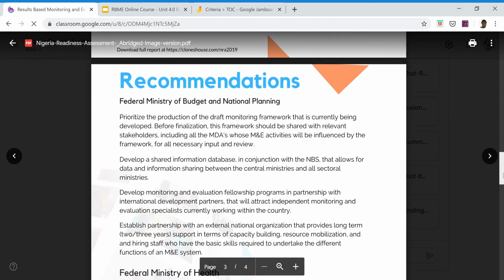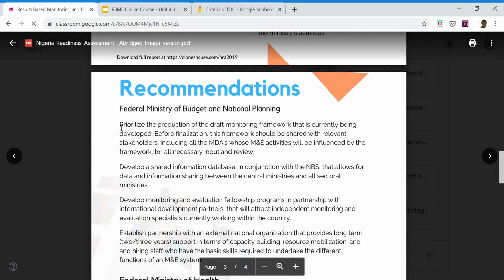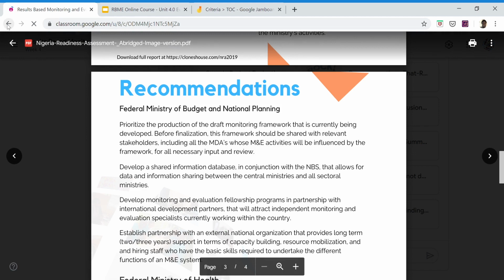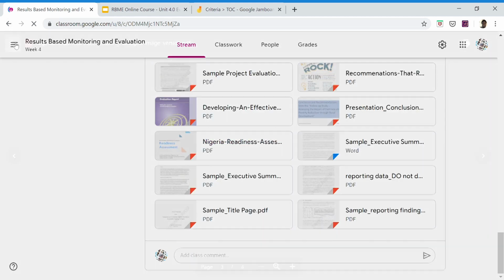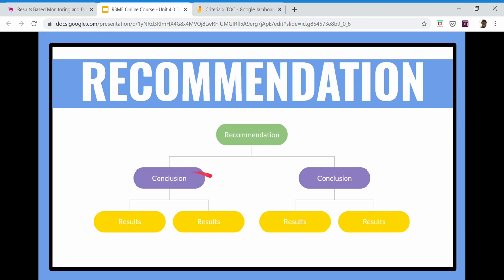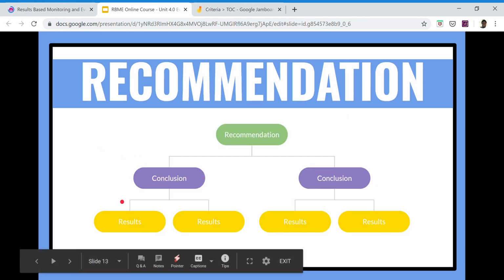So you could see the recommendations prioritize, for instance, develop a shared information database, develop a monitoring and evaluation fellowship, establish partnership with. That's how you put your recommendation. So there should be an action word. Please do not restate the conclusions again. Like I said earlier, you're going to derive the recommendation from the conclusion.